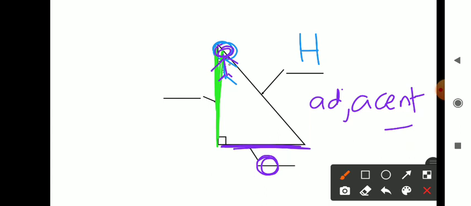We learned this in Form 1: adjacent, angle, corresponding. Then I don't remember anymore. But I remember the values, how to calculate. I don't remember the names anymore. This green line will be very near to you. We call this A, the adjacent side.